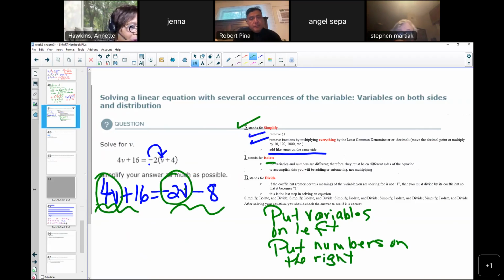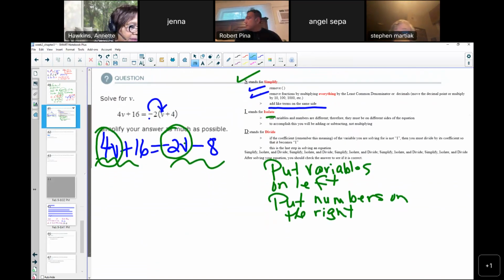Now, our goal is to get them on the left-hand side, okay? So this is the left-hand side of the equation, so this is okay. This is not okay. It is on the wrong side, okay? And so I need to get that -2v off of the right side. I can't just take it and move it. I have to undo it, and when I undo it, I always have to practice the golden rule.